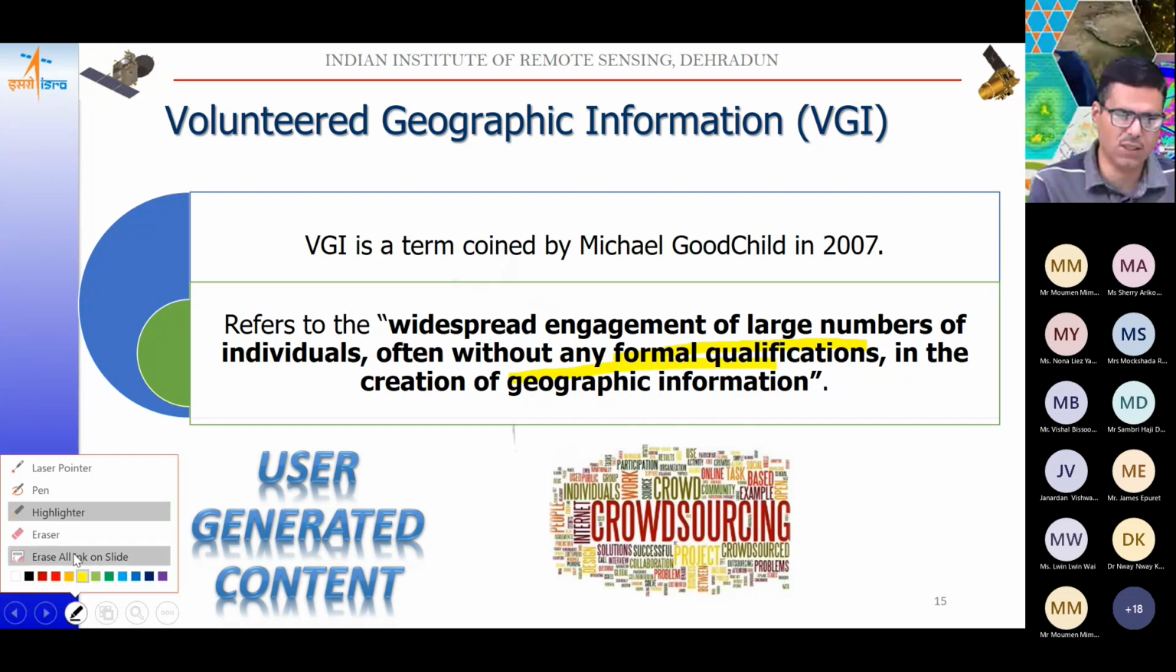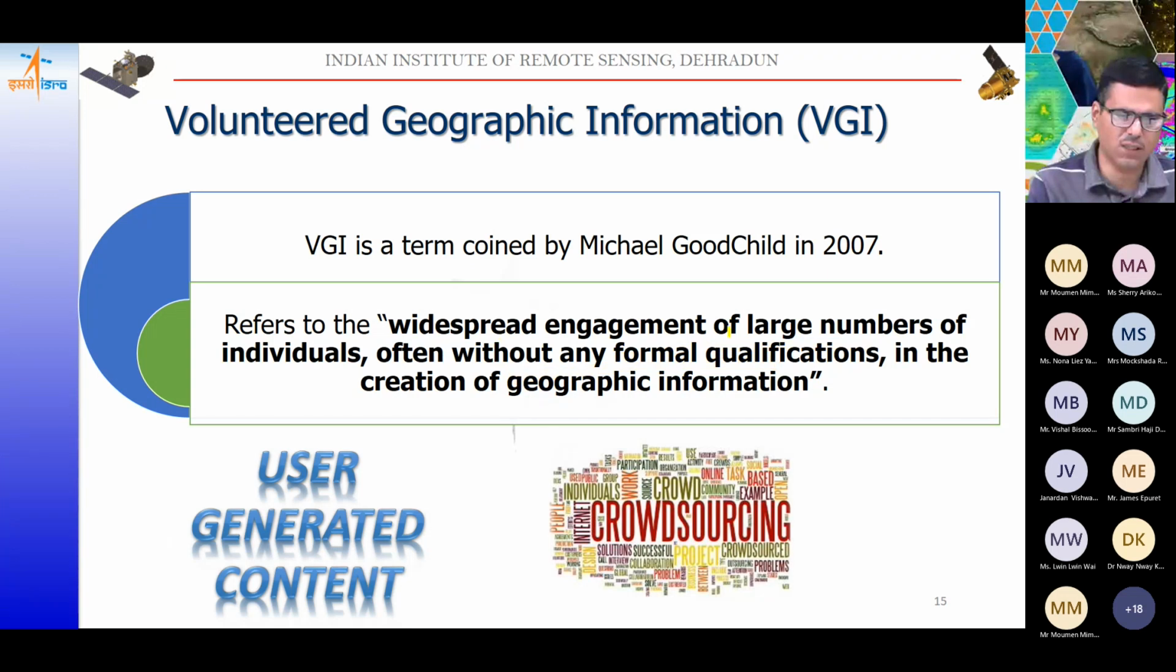So the important terms, if you can notice, are widespread engagement of a large number of individuals, hence they are described as citizens as sensors. The important thing is they are not specialists and don't have a formal qualification, but they assist in the creation of geographic information.